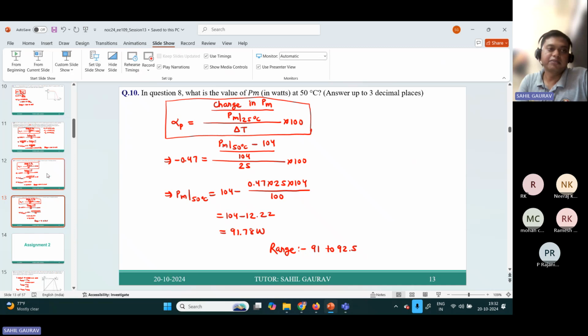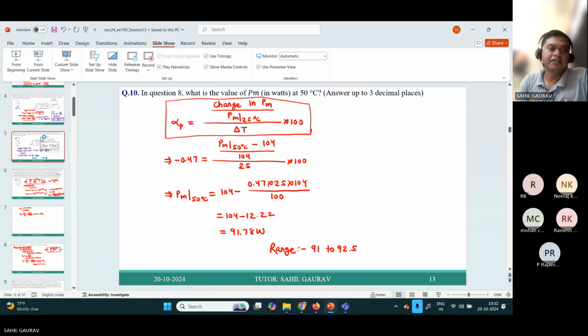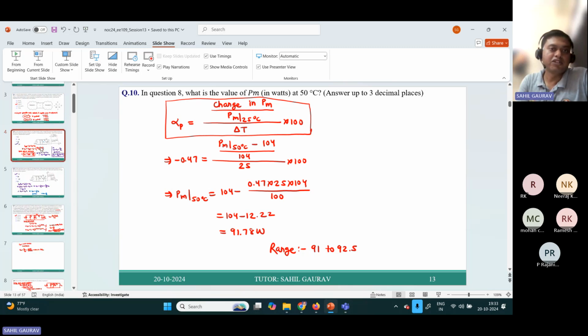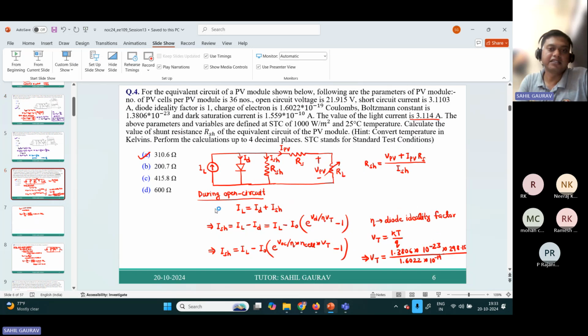Like this temperature coefficient part, I have shown you this problem. If you know this simple expression, you will be able to solve it quickly. But for a poor student who doesn't know how to get the shunt resistance value or series resistance value, this is a little bit of an average problem, not an easier problem. So you can skip this one.